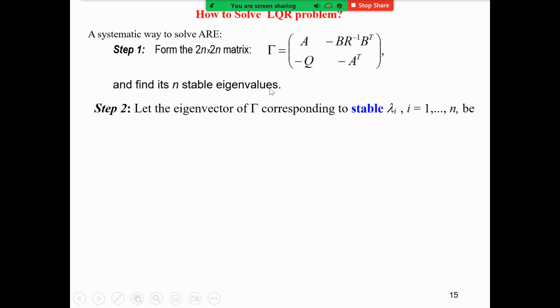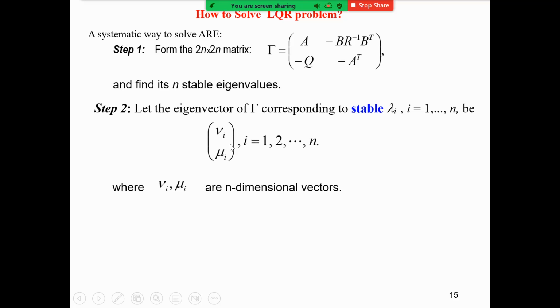Now, for those stable eigenvalues, you find their eigenvectors. Okay? And then those eigenvectors will be 2n-dimensional, right? So you just split it into half, the upper half and the lower half. This is an n-dimensional vector, the upper one, V, and then this U is the lower half. You split the one vector into two, okay? And then you can compute the P in this way.